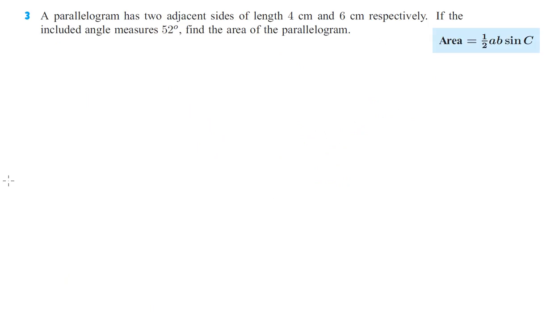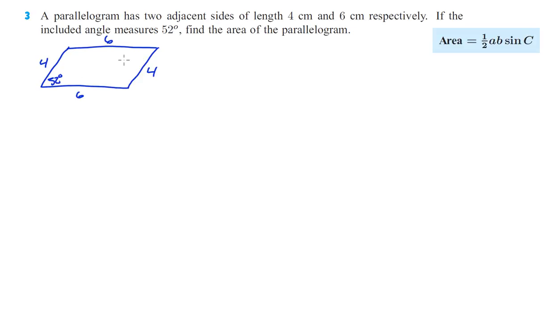Number 3, a parallelogram has two adjacent sides of length 4 and 6 respectively. Okay, so let's draw the parallelogram. It's got sides 4 and 6, so we'll just guesstimate here. We'll call that 4 and that's 6, so that would have to be 6 and 4 as well. If the included angle measures 52 degrees, find the area of the parallelogram. Okay, so 52 looks like it's going to be the smaller of the two, so this here is going to be 52 degrees.